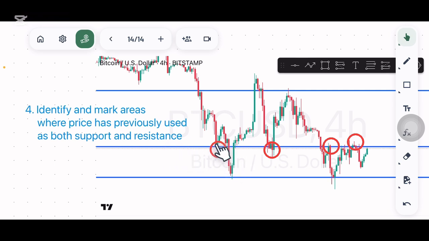Now look at this level here. Price used it as a support level, used it as a support level, eventually it broke it. Now it is using it as a resistance level here. So you mark it also. That is all you need to do to mark key levels. These 4 steps. And then you wait to see what will happen.